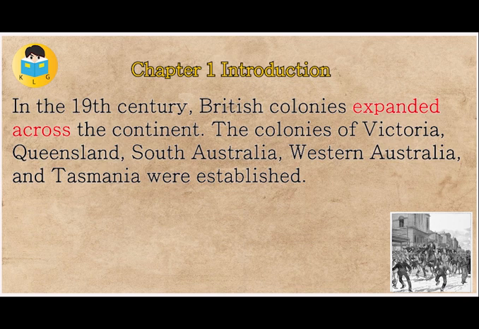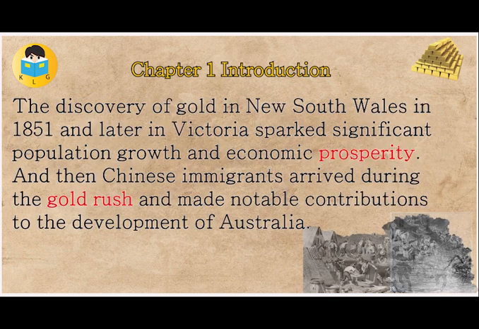In the 19th century, British colonies expanded across the continent. The colonies of Victoria, Queensland, South Australia, Western Australia, and Tasmania were established. The discovery of gold in New South Wales in 1851 and later in Victoria sparked significant population growth and economic prosperity. And then Chinese immigrants arrived during the gold rush and made notable contributions to the development of Australia.